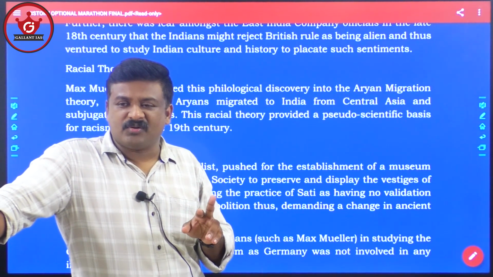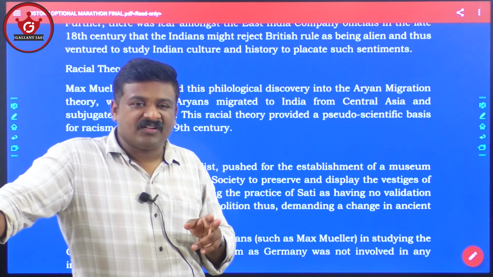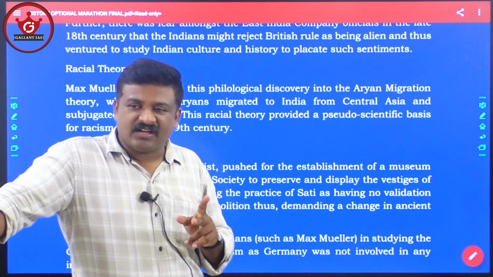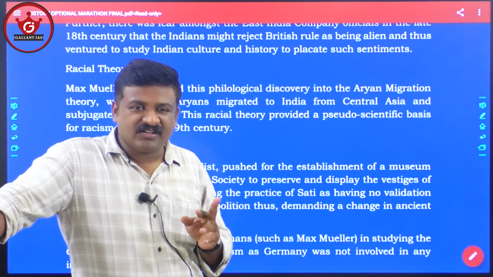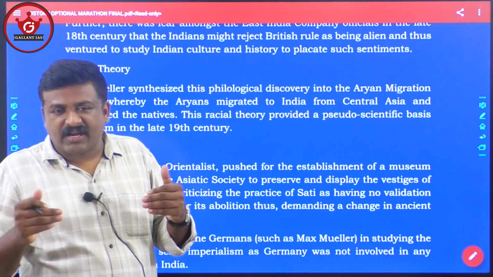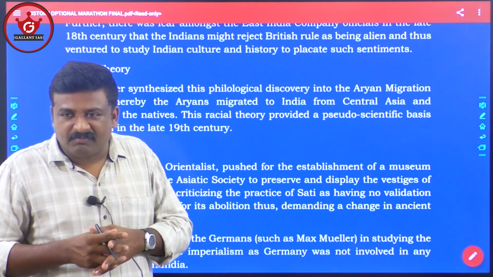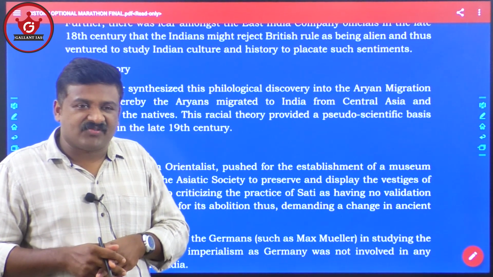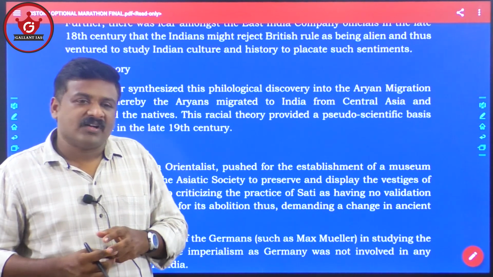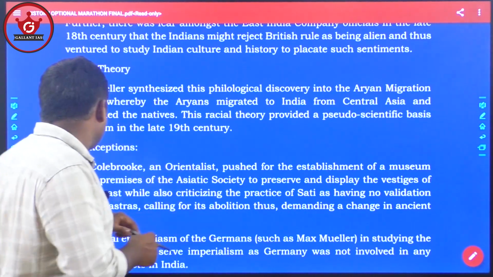Germany and Britain are not on friendly terms. They are actually enemies of each other. Am I right? In the World War contests and all, we have seen that Germany and Britain will never come together. But Max Muller's theory, the Aryan theory, is a European origin theory, which is also an early sign of introducing racism here.